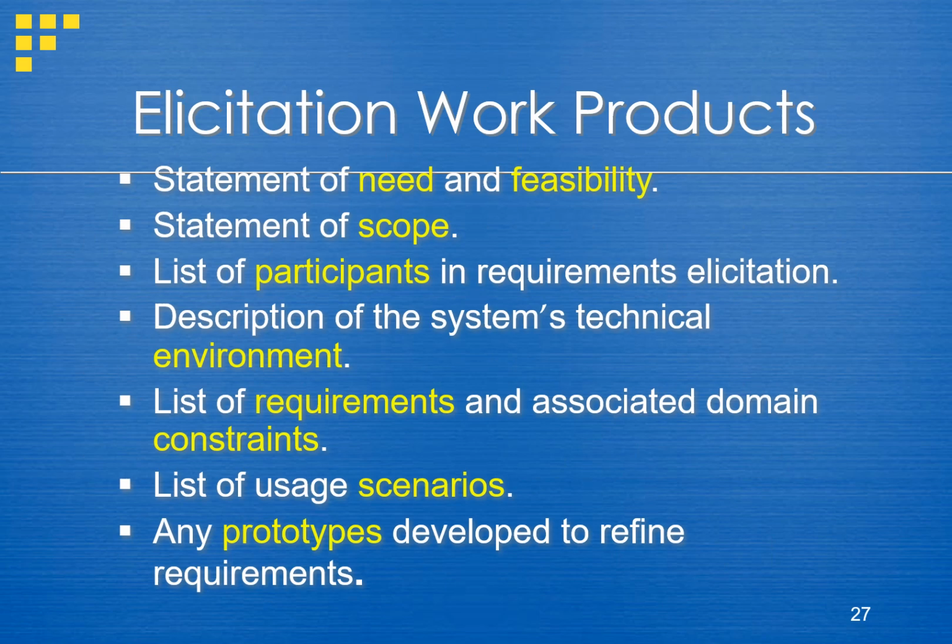Now, elicitation work products. This is not that mandatory to remember or to write in an answer, but just go through it. Elicitation work products can be a statement of need and feasibility, then scope, then list of participants, what kind of technical environment, list of requirements and constraints. Constraints means limitations. Then a list of usage scenarios, different scenarios and situations, and prototypes, if any existing prototypes need to be used.